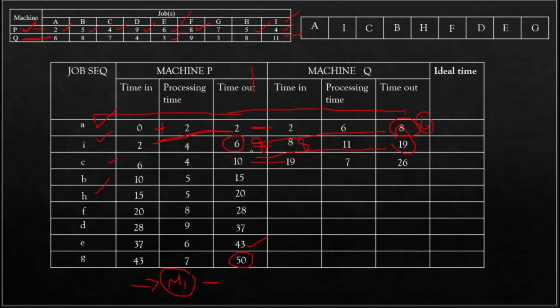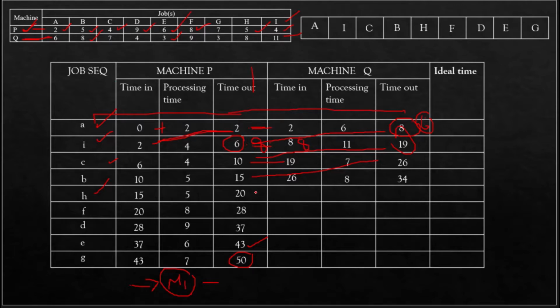The same thing again here, 15 and 26, cross check. The 26 is the maximum one. So take 26, and the processing time for machine Q is 8. So 26 plus 8 is 34.